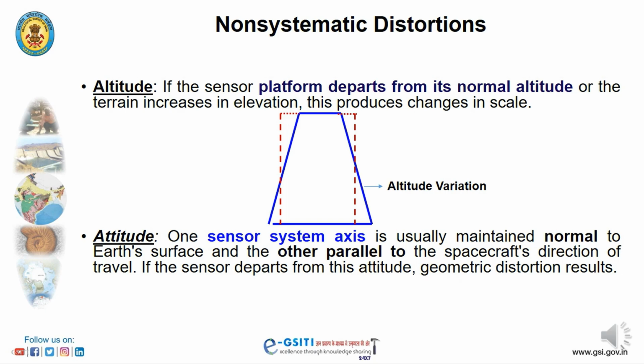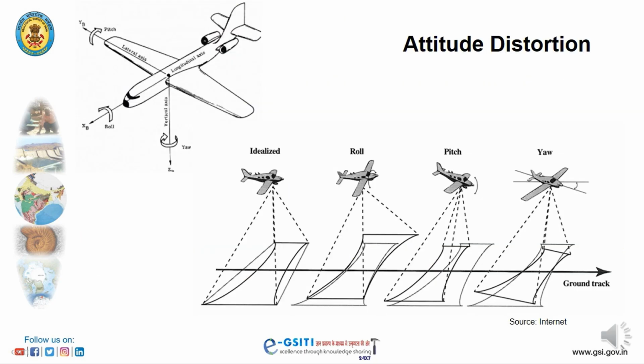Attitude. One sensor system axis is usually maintained normal to the Earth's surface and the other parallel to the spacecraft's direction of travel. If the sensor departs from this attitude, geometric distortions result. As explained in the previous slide, the geometric distortion depends not only on the geometry of the sensor but also on the attitude of the platform. Therefore, it is very important to measure the attitude of the platform for consequent geometric corrections.